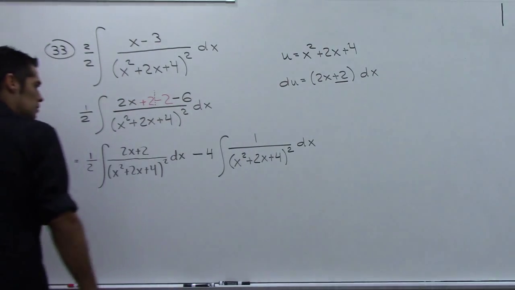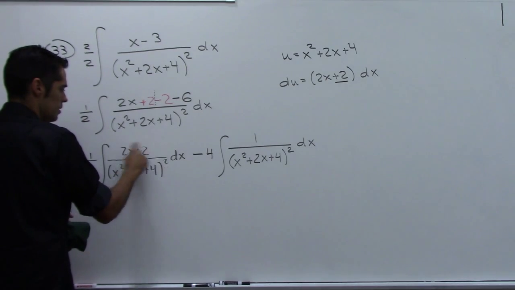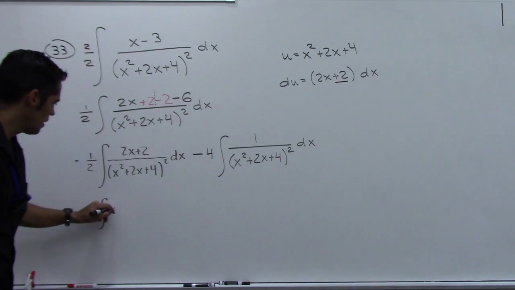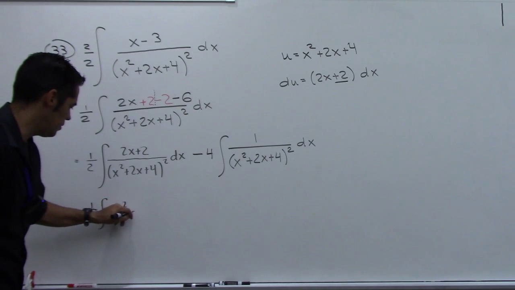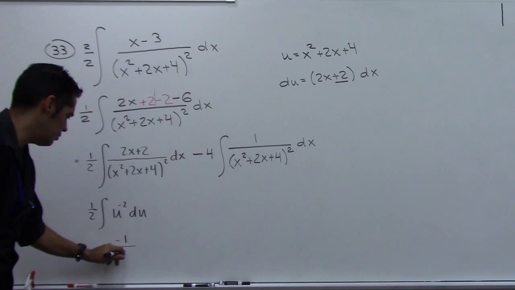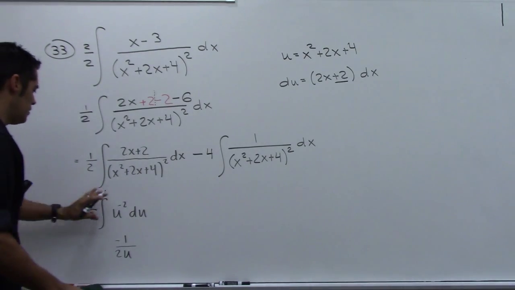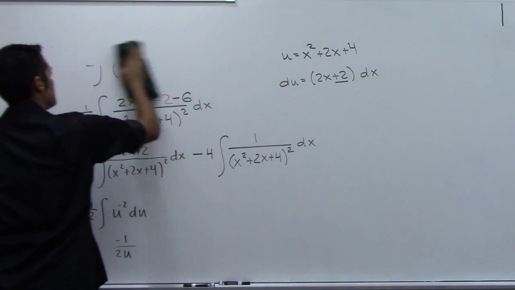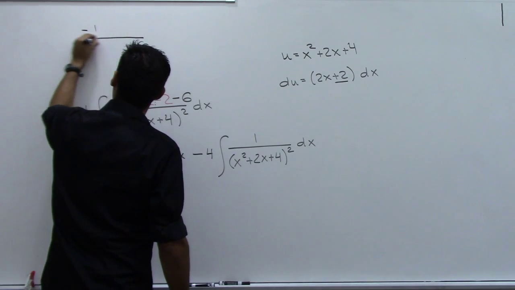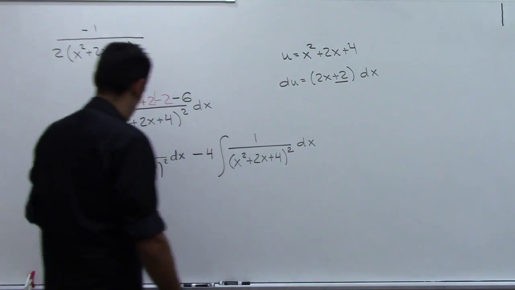Okay, so now at this point, this integral is pretty clear. We've got u squared on the bottom, you've got du up here, you've got 1/2. So we're really just trying to figure out what the antiderivative of 1 over u squared is, so u to the negative 2 du. And that's just going to be negative 1 over 2u. That's the antiderivative here. And u in this case is that. So this first integral, the answer, is going to be negative 1 over 2 times u, but u is x squared plus 2x plus 4. All right, so that integral is done.